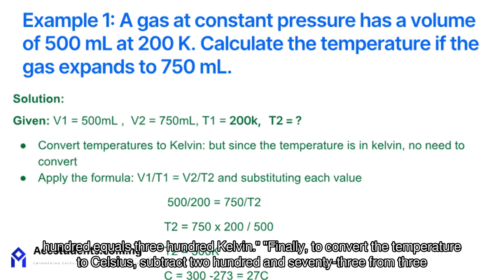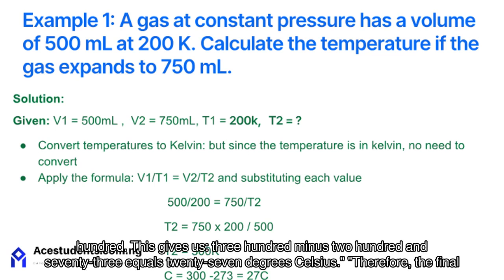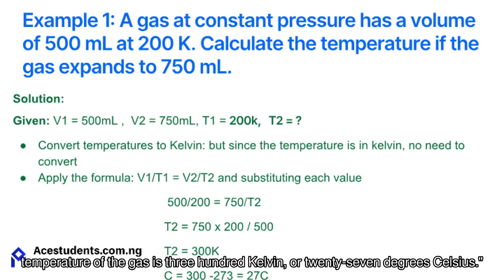Finally, to convert the temperature to Celsius, subtract 273 from 300. This gives us 300 minus 273 equals 27 degrees Celsius. Therefore, the final temperature of the gas is 300 Kelvin, or 27 degrees Celsius.